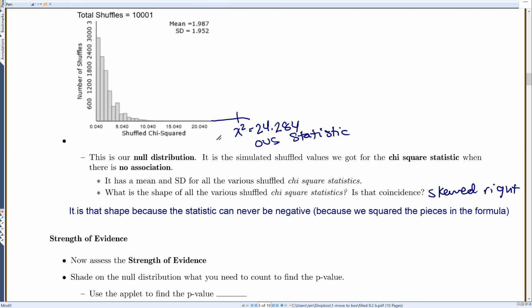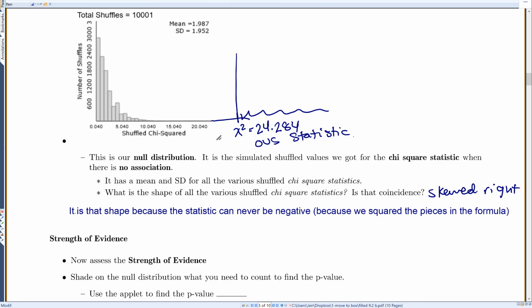And then we need to figure out which way should we shade. Well, which way convinces us more that we have more evidence against the null hypothesis. So we're going to have more evidence the bigger our statistic is. That means we had bigger differences between what we observed and what we expected. So I want to shade going to the right. I want to shade out here on this right tail.